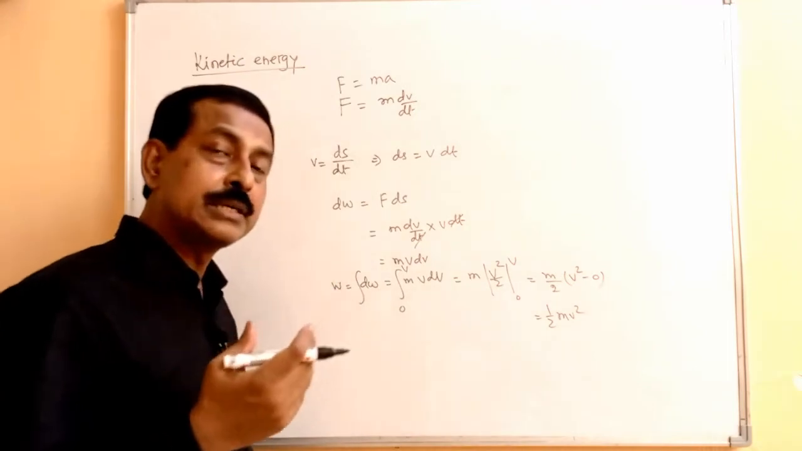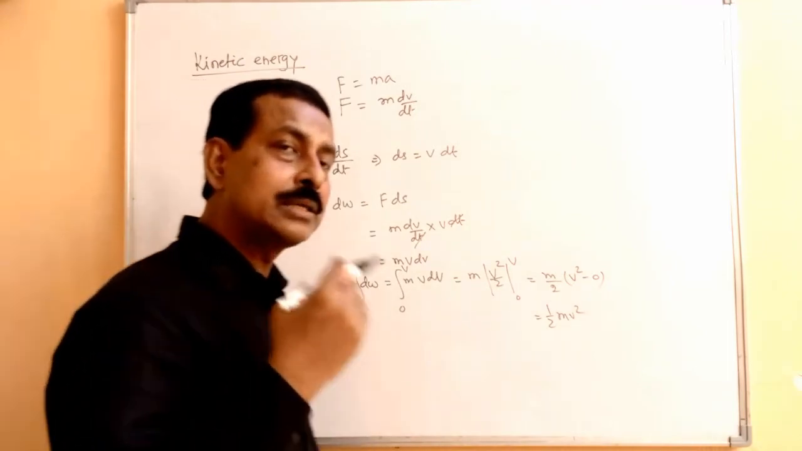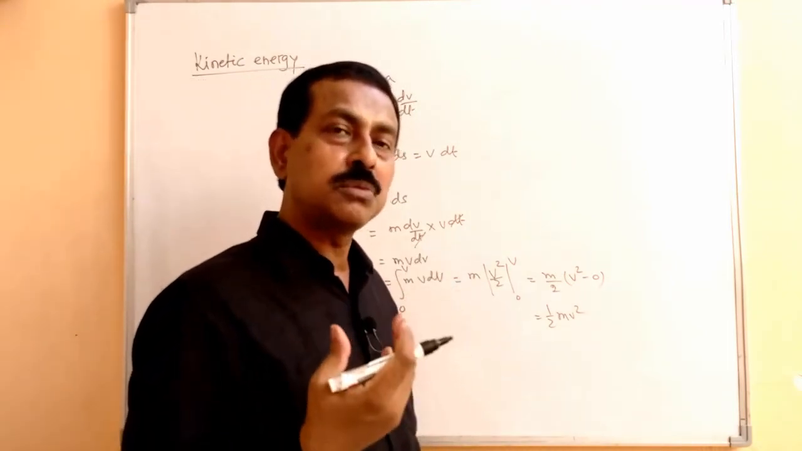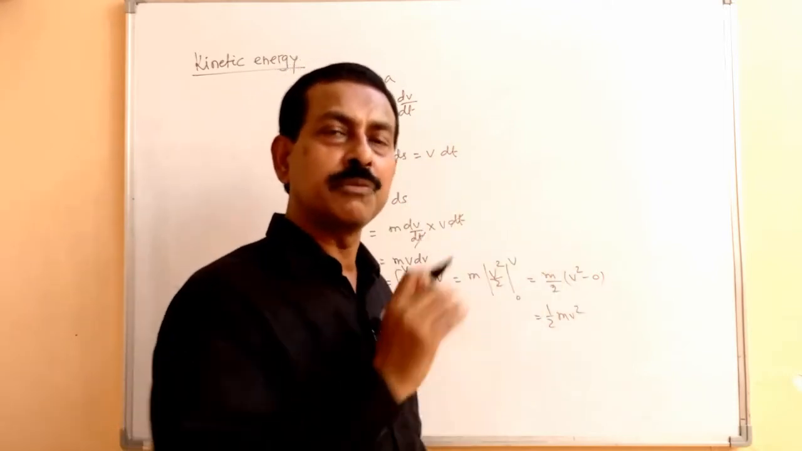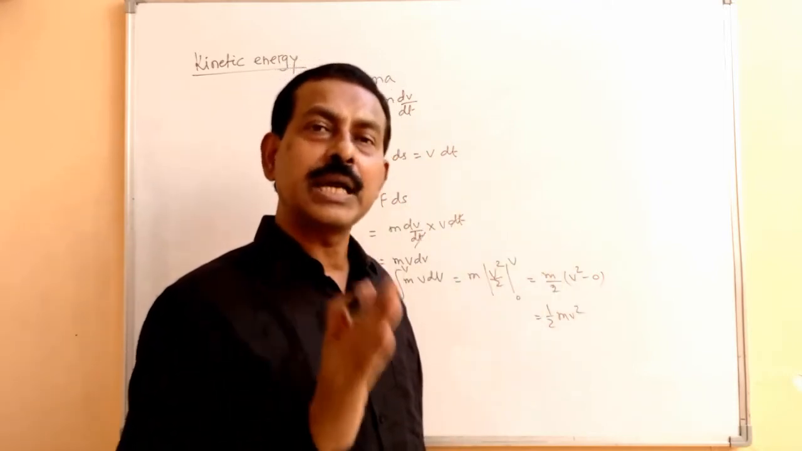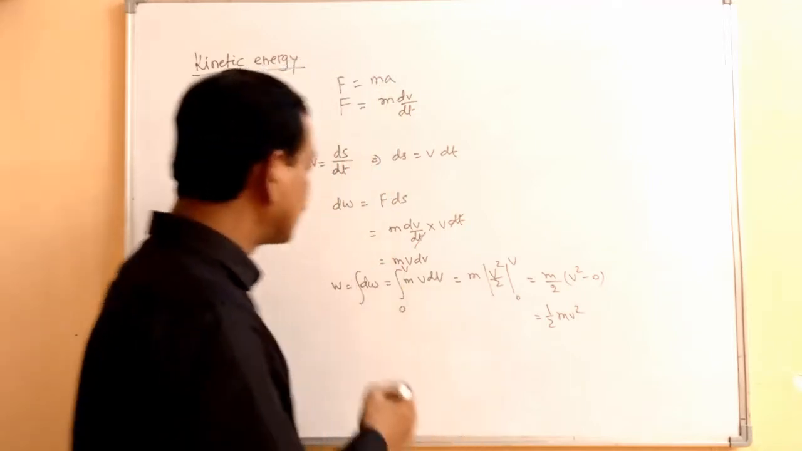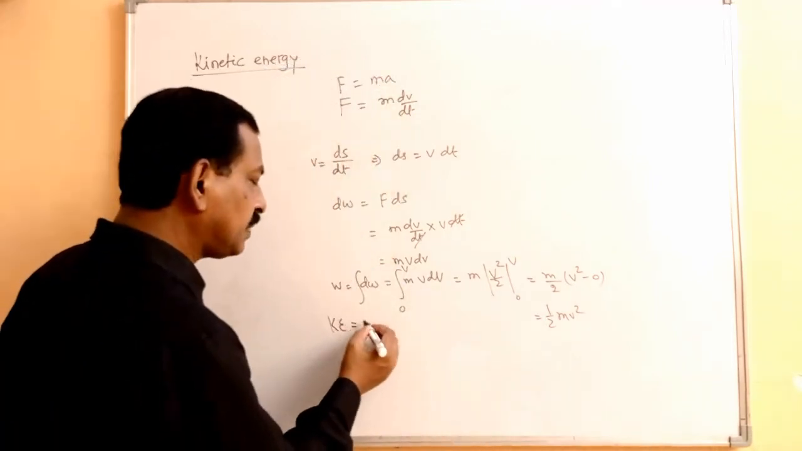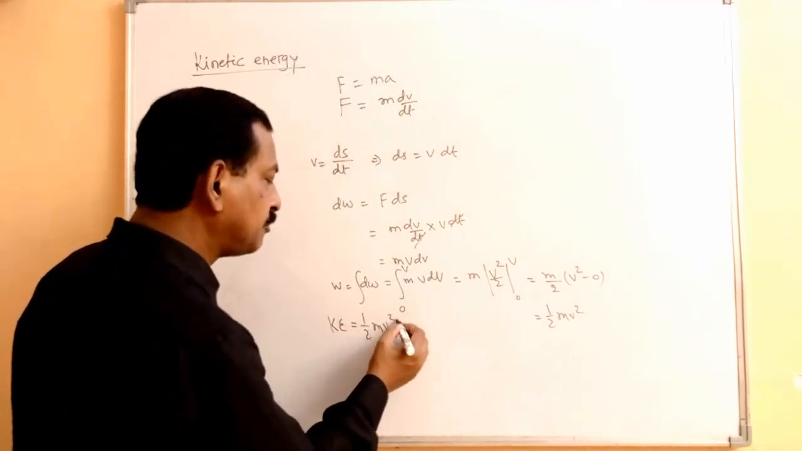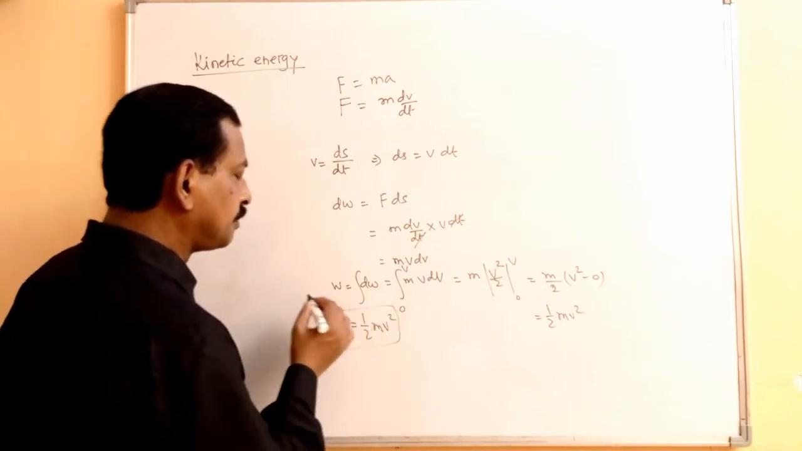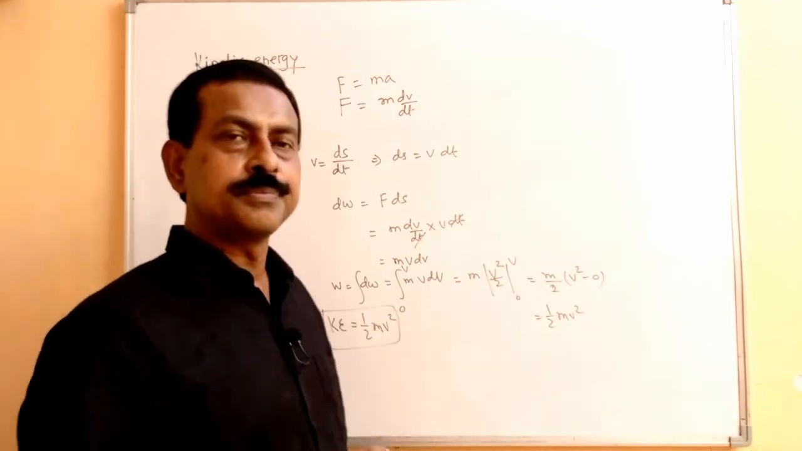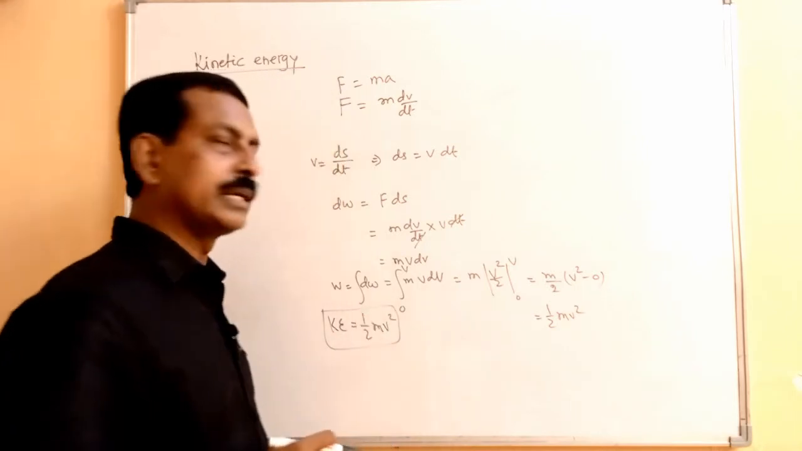Now we have defined that whatever is the work done in changing the velocity of the body from 0 to a particular value is the measure of the kinetic energy. Therefore, the kinetic energy will be equal to half mv square. So this is the expression for the kinetic energy.